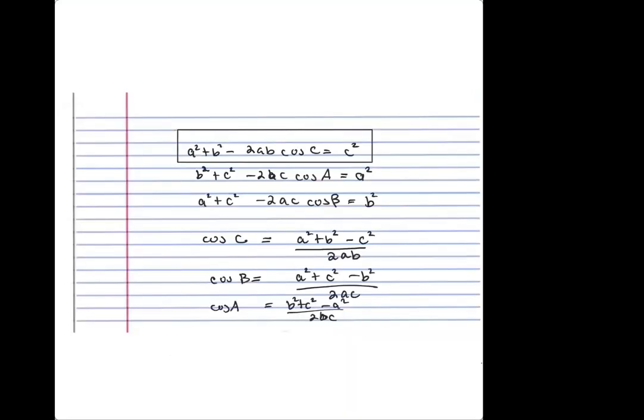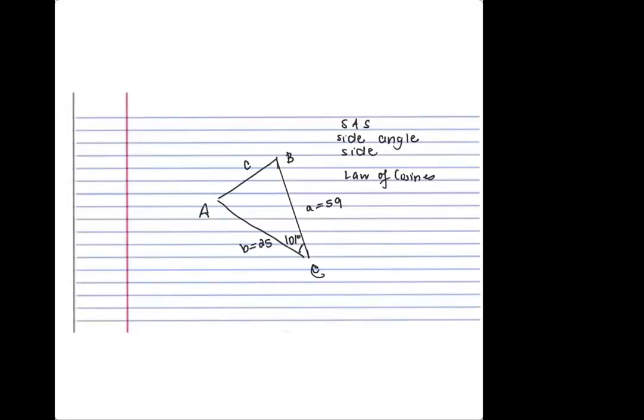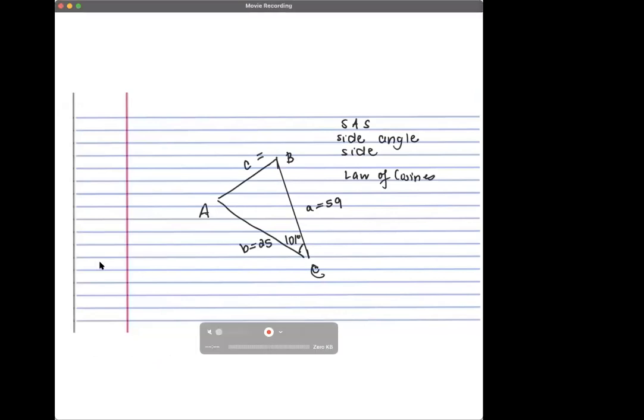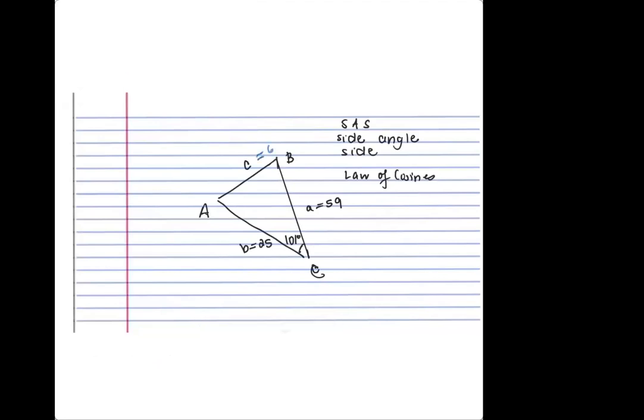So if we go back to our picture, we now know that this side here was equal to 68.3. Let's make that blue. I always like to draw the derived values in a different color. So let's find this angle A, because now we have all the sides.